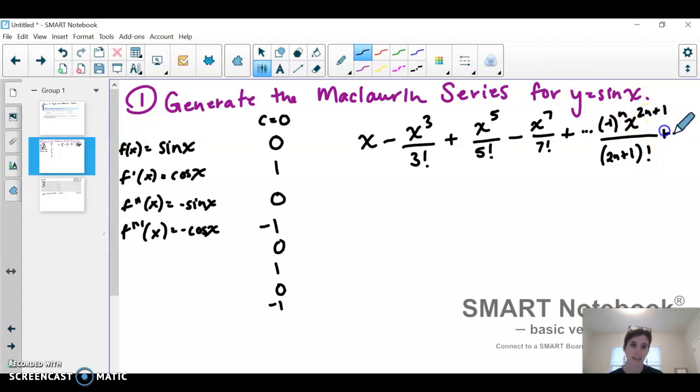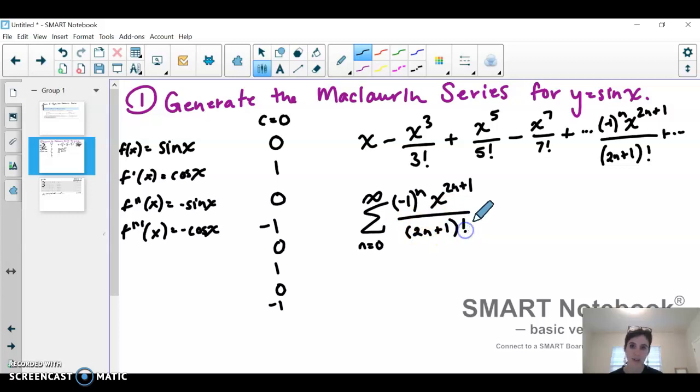Fantastic, and this goes on and on and on. So what we have just determined is that our Maclaurin series for y equals sine x is the sum from n equals 0 to infinity, and then we're just going to plug in this general form that we have: negative 1 to the nth power, x to the 2n plus 1, all divided by 2n plus 1 factorial.